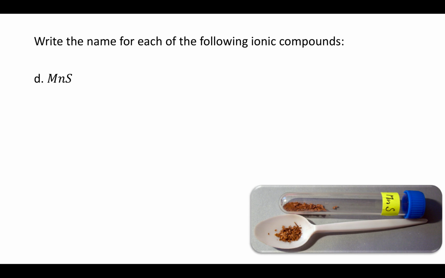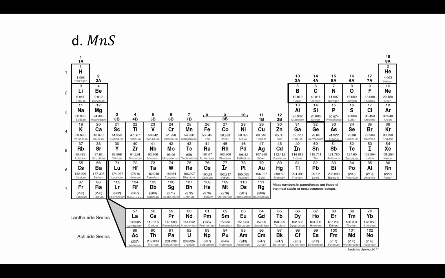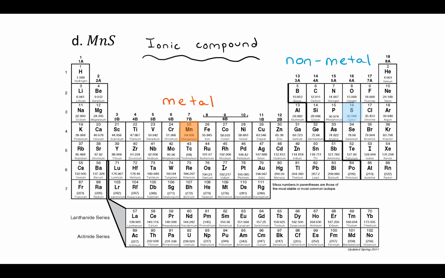Alright, what's the name for MnS? First, let's make sure it's an ionic compound. So Mn is a metal because it's to the left of that staircase. S is a nonmetal because it's to the right. If you mix a metal and a nonmetal, you get an ionic compound.